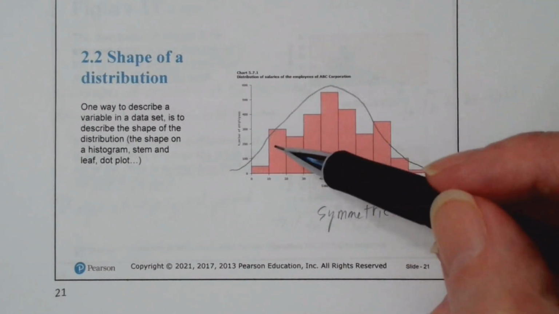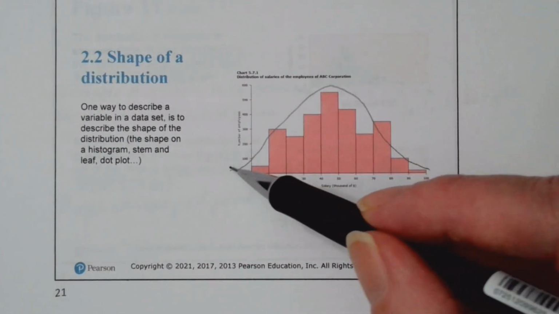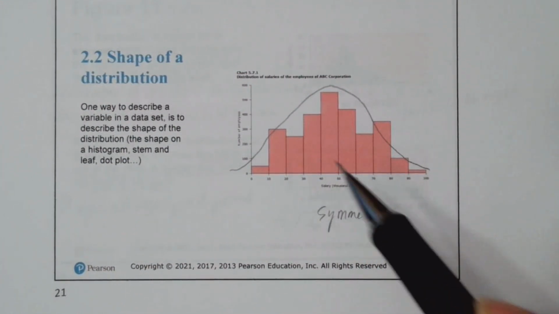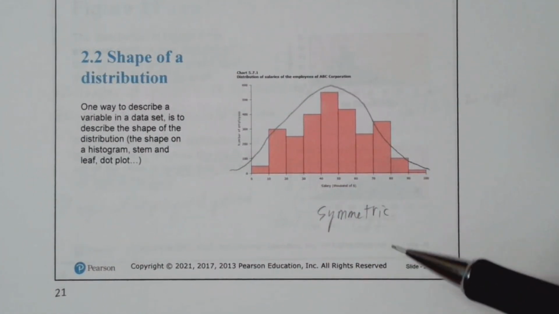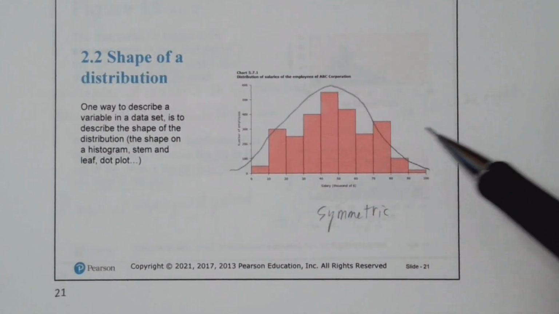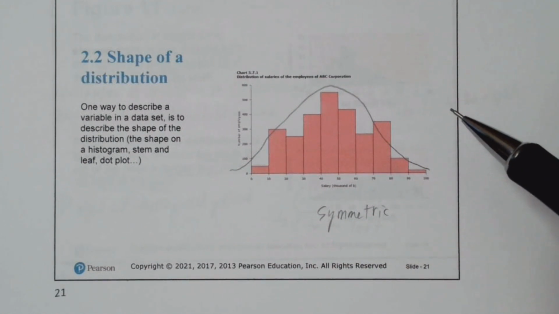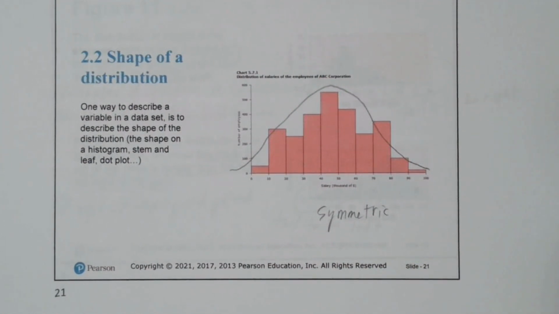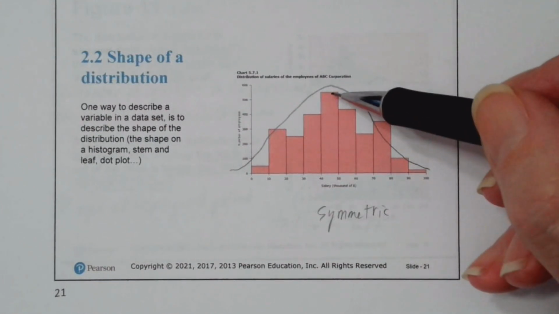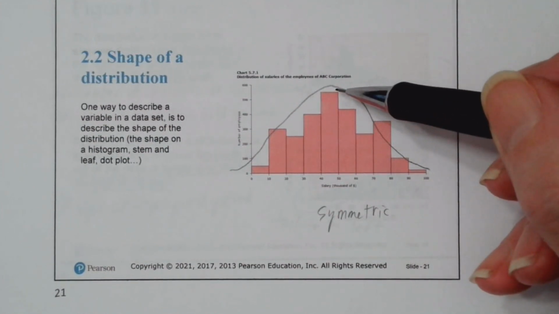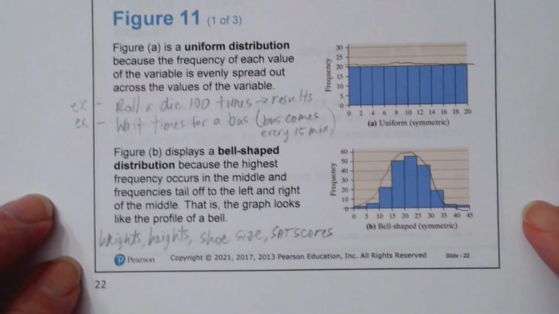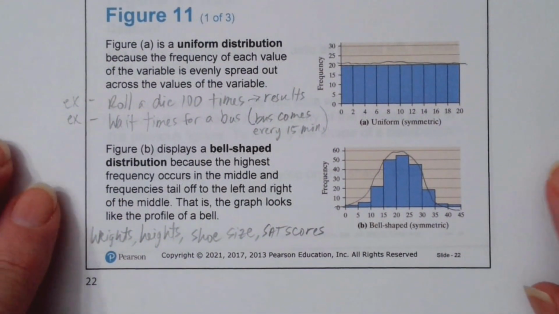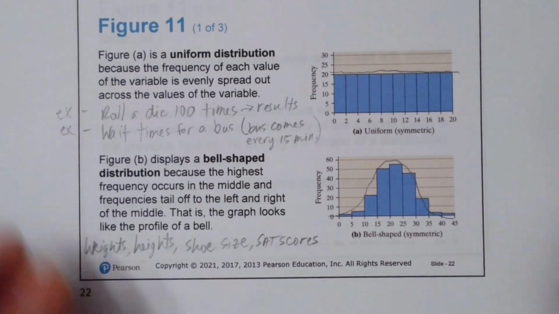But the main thing is this is symmetric, so this would be like your line of symmetry, and you can see some symmetry there, and it's also bell-shaped. And so this is what we mean when we talk about the shape of a distribution. You can see most of our data occurs in the middle here. Let's go ahead and move on to discuss the 4 different distributions that we want to be familiar with.